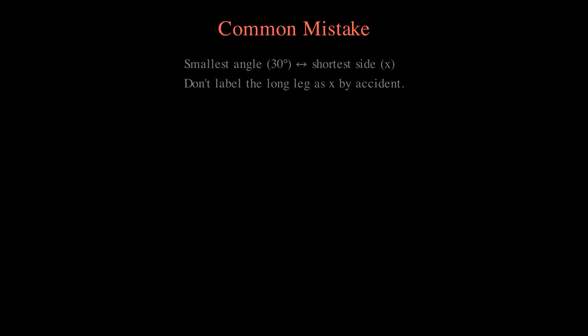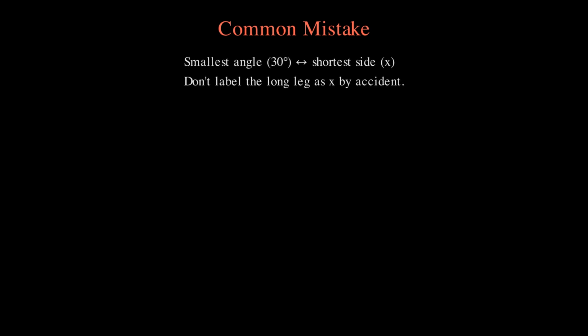The mistake I see constantly. Mixing up which side goes with which angle in 30, 60, 90. Rule. The smallest angle sits across from the shortest side. 30 degrees is smallest, so the short leg is opposite 30. If you accidentally call the long leg x, every downstream number breaks.